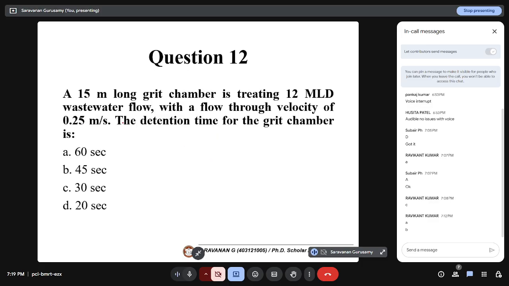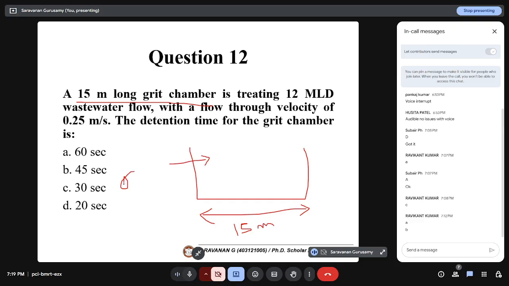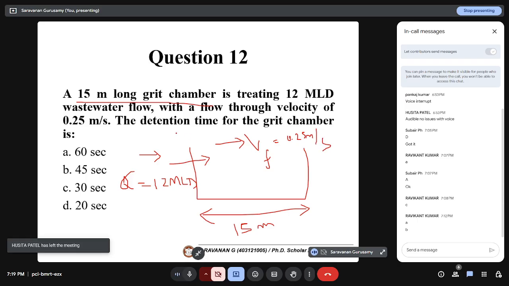Another question: a 15-meter long grit chamber. So there is a grit chamber of 15-meter length, treating 12 MLD of wastewater. So Q is 12 MLD, that's the flow coming in, with a flow-through velocity Vf of 0.25 meter per second. What is the detention time? Detention time is the time the water spends inside the grit chamber, right? Usually a grit chamber should have 30 seconds, and 60 seconds is the maximum. How much it is here, you will check now.